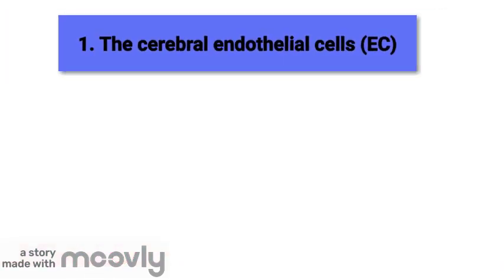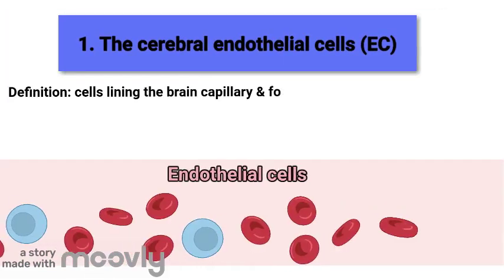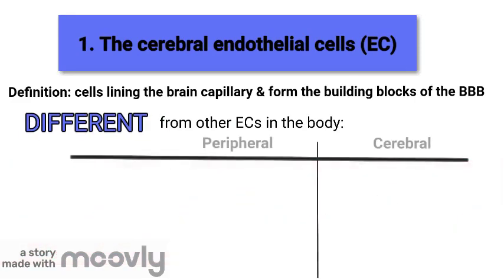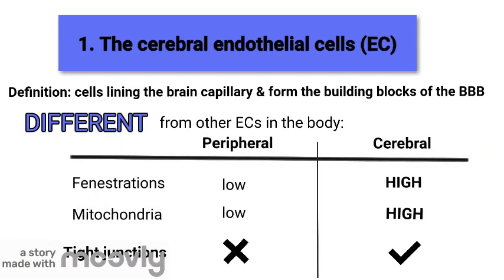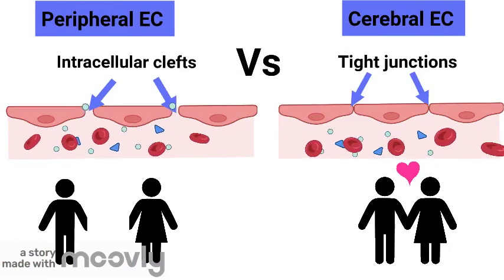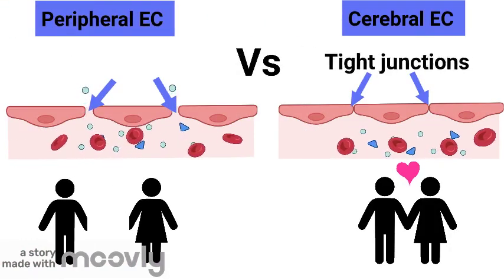The first part of the NVU are the cerebral endothelial cells, which are considered the building blocks of the blood-brain barrier. The key feature of the cerebral endothelial cells is that they are different in structure from the peripheral, as shown below. The main difference being the presence of the tight junctions in the cerebral EC, with the pictures below showing the different relationship of the neighbouring endothelial cells.